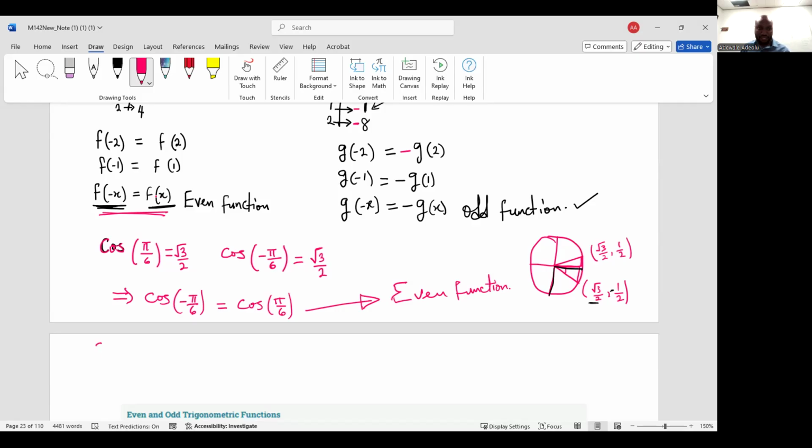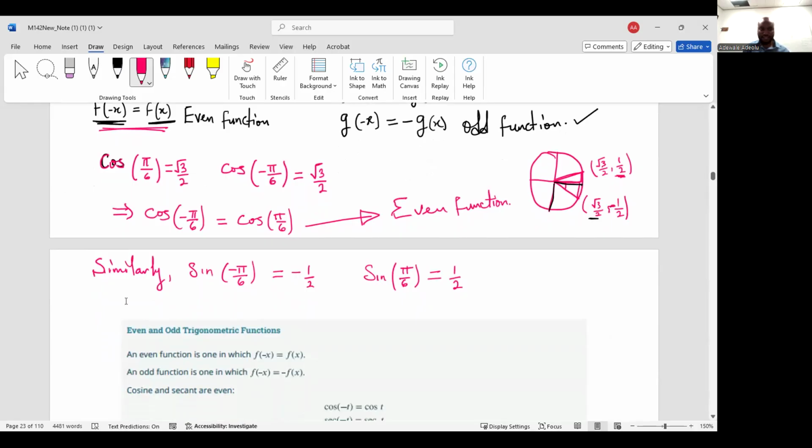And similarly, let us look at sine of negative pi over 6. Negative pi over 6, we've already done that, so we just pick the answer. The sine, which is the y value, is negative 1/2. Then sine of pi over 6, which is the y value here, is 1/2.